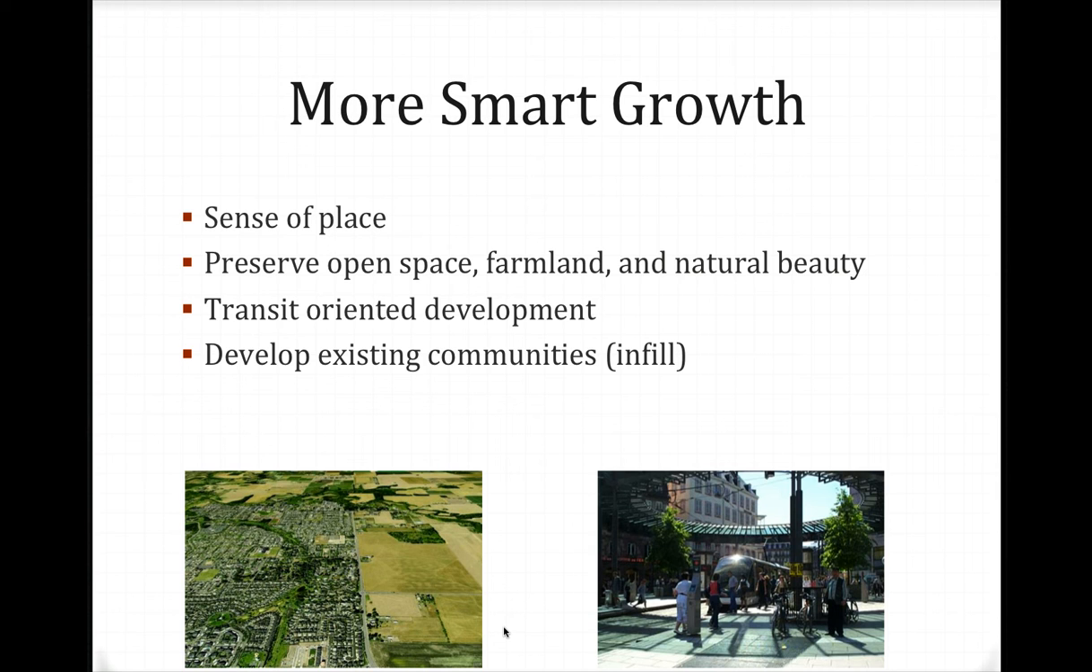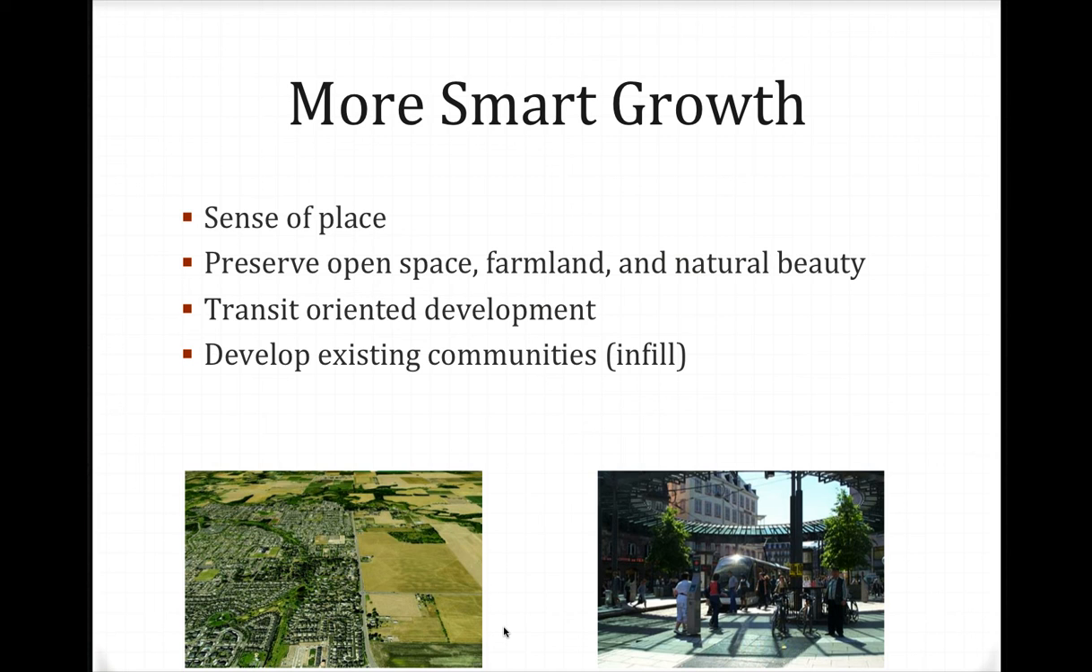Second to last, developing existing communities, which is also known as infill. This would be the idea of taking that empty lot in your neighborhood and turning it into a residential area or a retail area, rather than looking outside the boundaries of the community or the city and building out there. So this is another way of preventing urban sprawl. We develop within the communities we have.